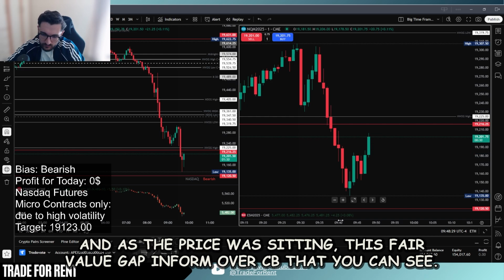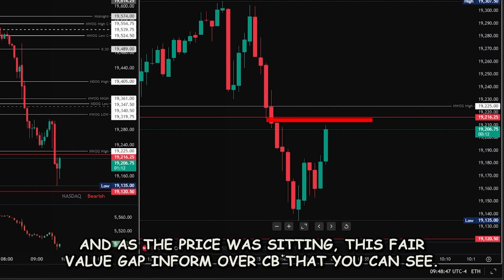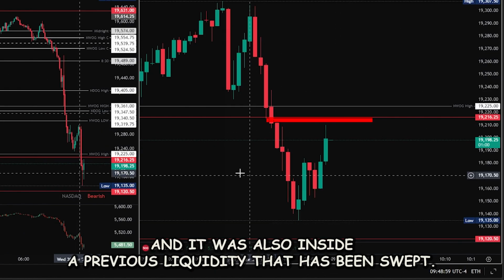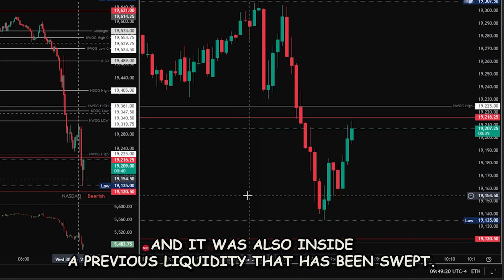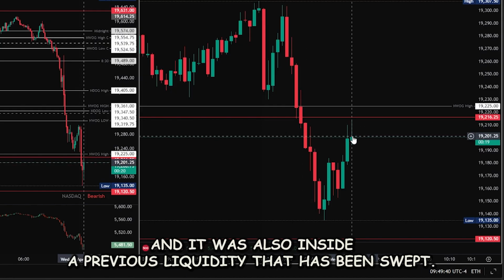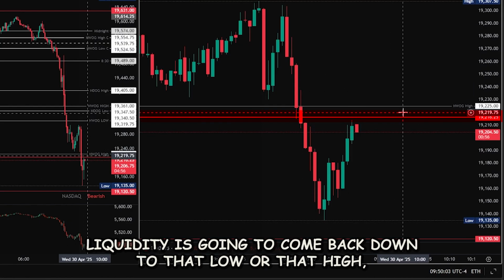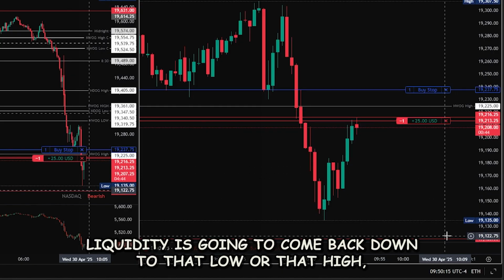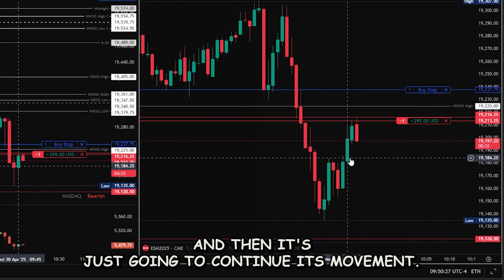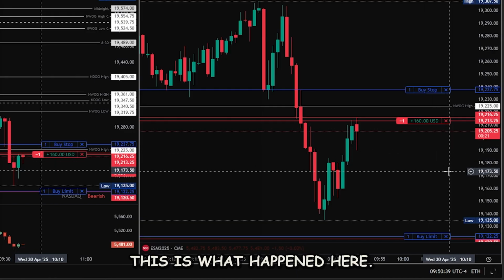And as the price was hitting this fair value gap in form of a CB that you can see, it was also inside a previous liquidity that has been swept. This is usually something that happens. If the price is taking liquidity, it's going to come back down to that low or that high, and then it's just going to continue its movement. This is what happened here.